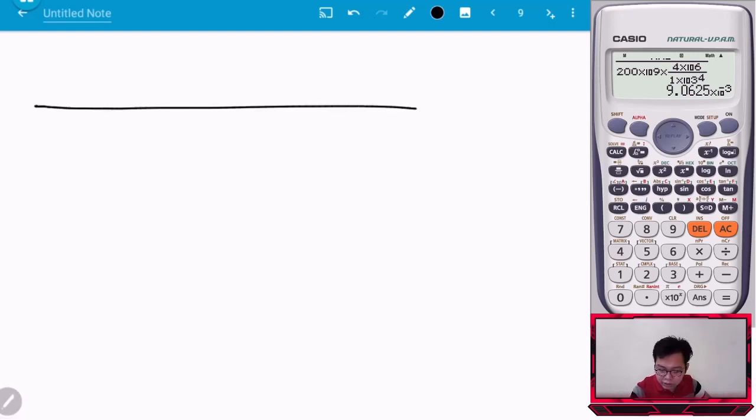Ito yung beam natin, and then meron tayong load P dito, which is 20 kilonewton. Yan, and then we have yung reactions natin dyan. Obviously, this is 10 kilonewton kasi nga symmetrical naman yung beam, no? 10 kilonewton. Okay? Yung length nito, this is 3m, and then this is 6 meters.